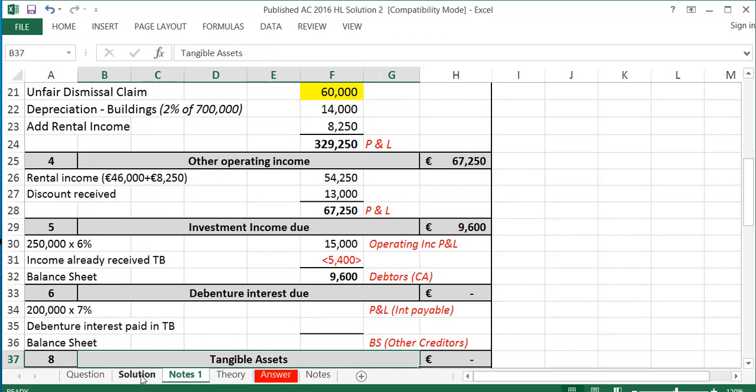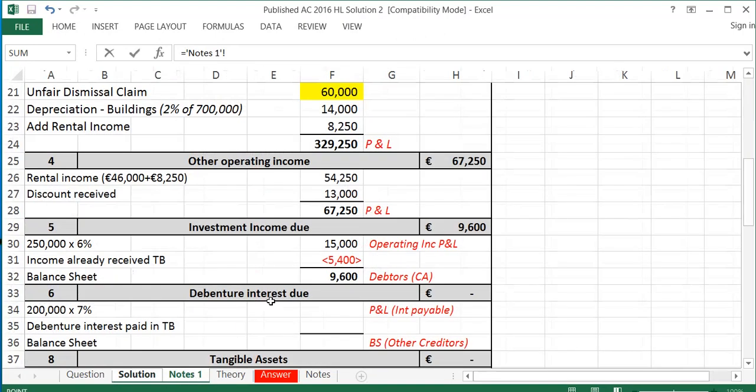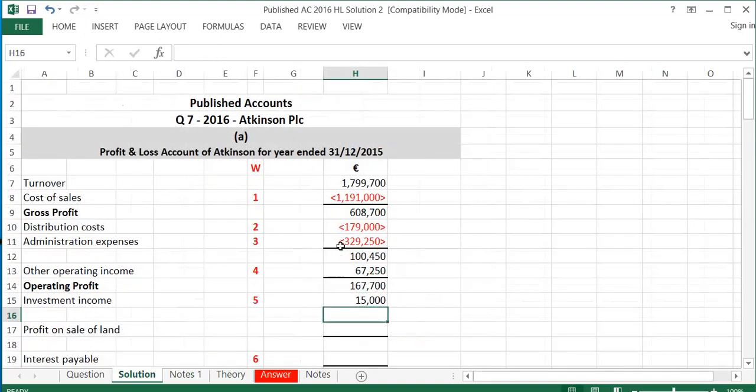So to fill that in then, investment income, and again I'm putting in the amount for the year here, not the due bit. The full amount for the year is what goes in the P&L of 15,000. So my operating profit plus my investment income leaves me with 182,700.